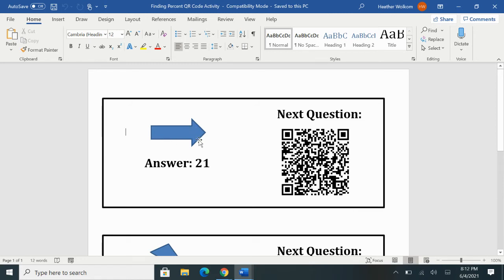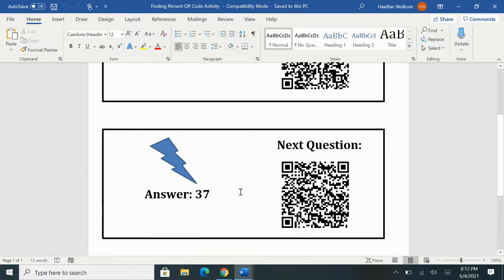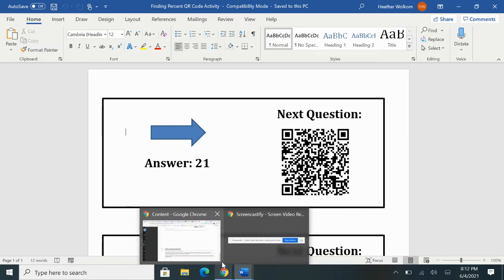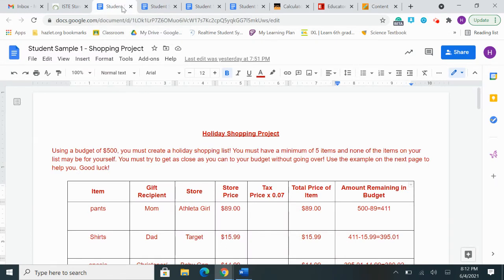So if you see, this one has an arrow, a lightning bolt, and a cloud, that'll be their clue to find the next piece in the scavenger hunt. Once they've answered all the questions, they'll begin the next piece of the assignment. This is an assignment that I do all the time with my students.